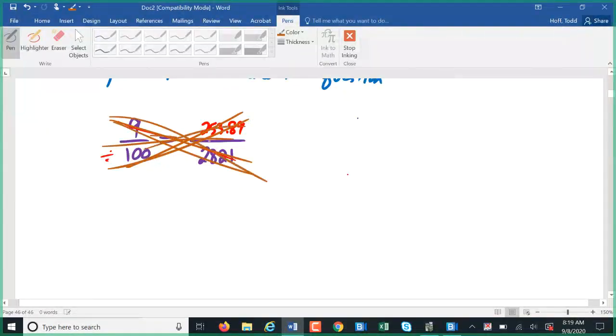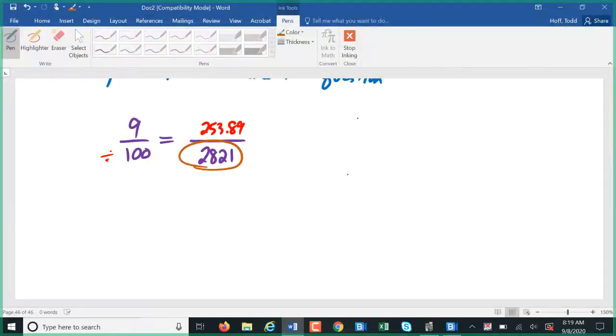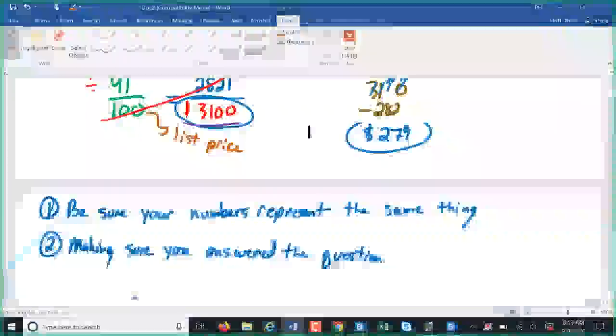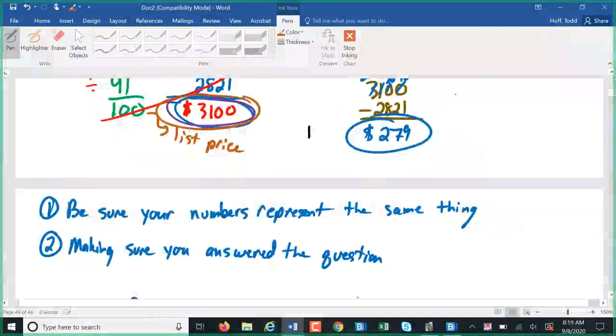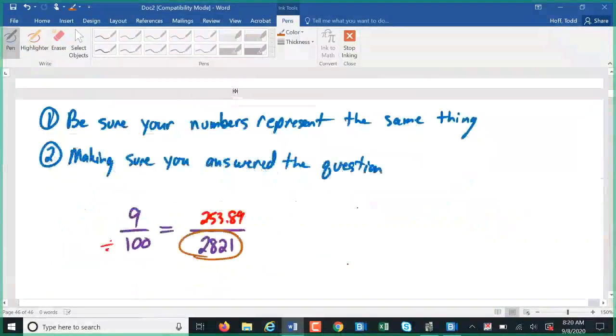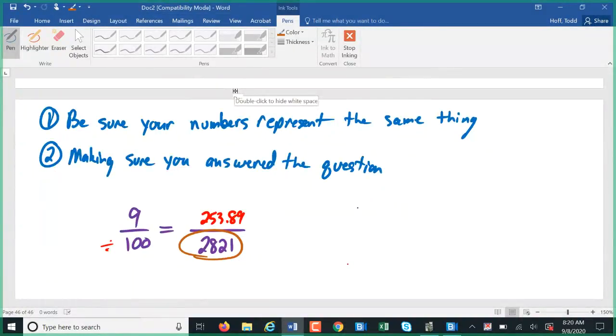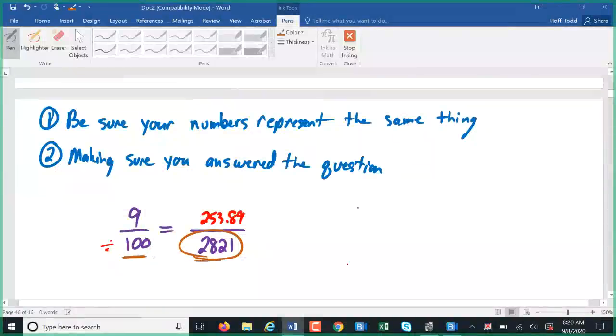Why is it off? Well, because we used the 2,821 as the base amount. That's not the base amount. The base amount is the list price, not the amount paid. We had to get that 3,100 as the base amount. And notice 3,100 is considerably larger than 2,800, so 9% of it is going to be considerably larger. So you have to make sure when you're doing your percents that the number that you're matching up with 100 really is the base amount.